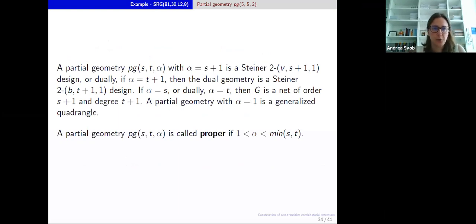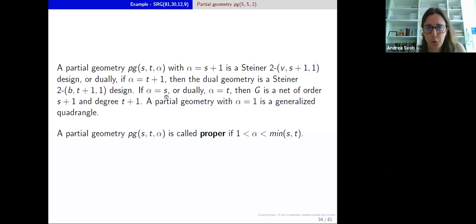Examples of partial geometry. If you have PG(S, T, alpha) with alpha equal to S plus 1, it will be a Steiner 2-(V, S+1, 1) design. So it is a Steiner 2-design. Or dually, if you have that alpha is T plus 1, the dual geometry will be a Steiner design, but now it will not have V points, it will have B points, and each block will have size T plus 1.